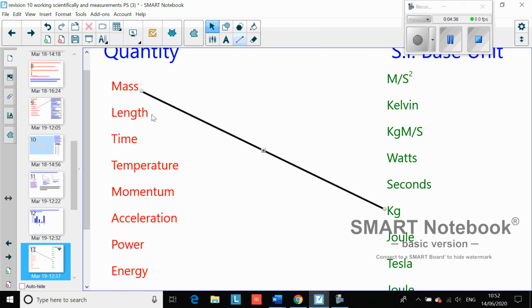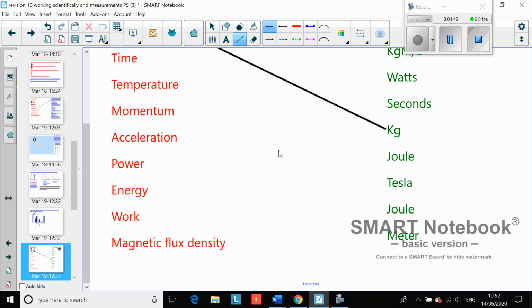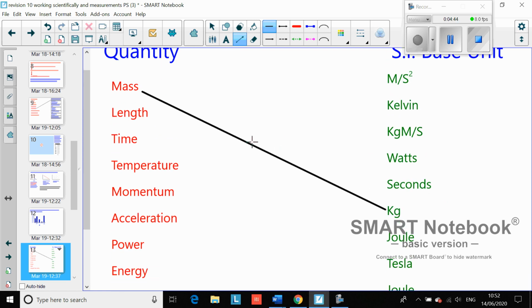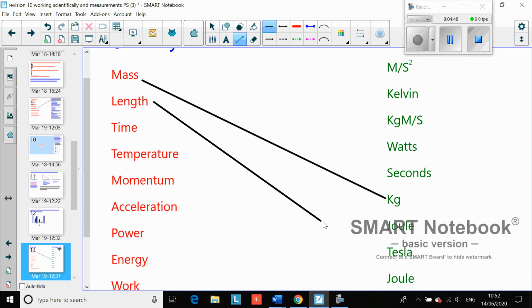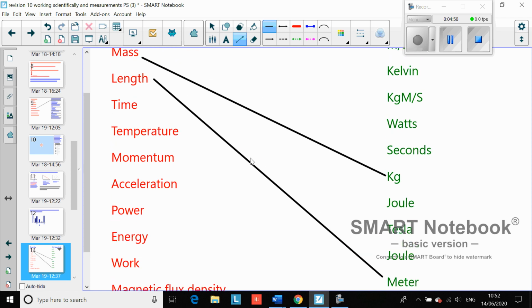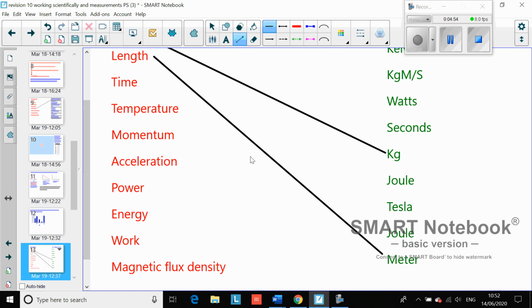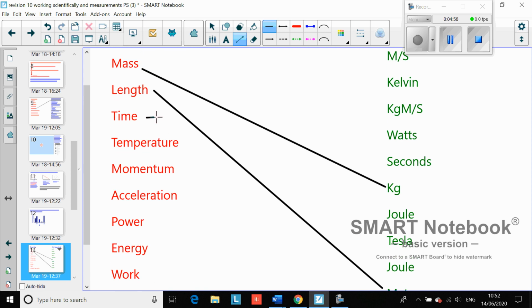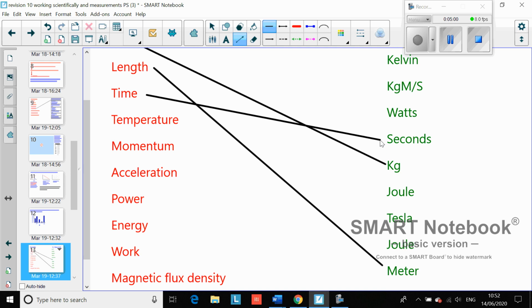Length, okay, is always measured in, let's see what we've got here. What would that be? It would be meters. Okay, so just go down. Length is always measured in meters. Time is always measured in, where was it? Seconds. There it is.